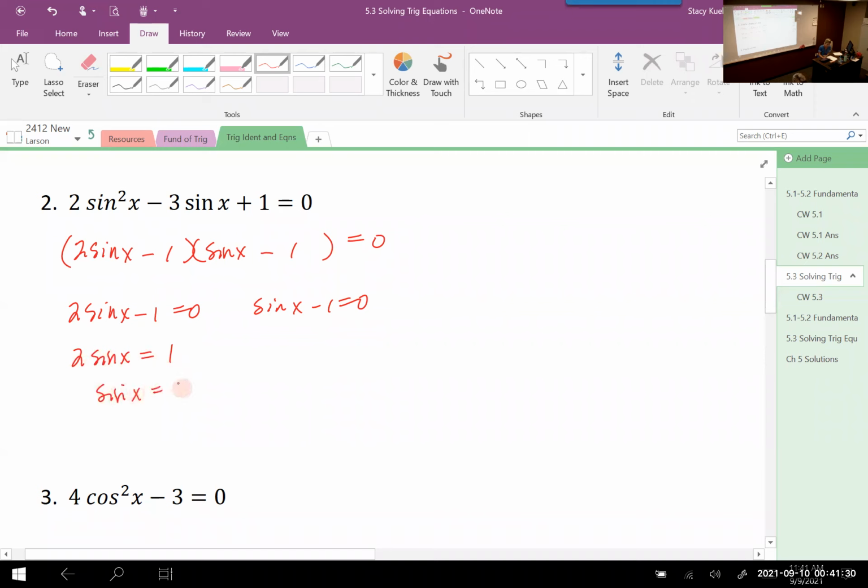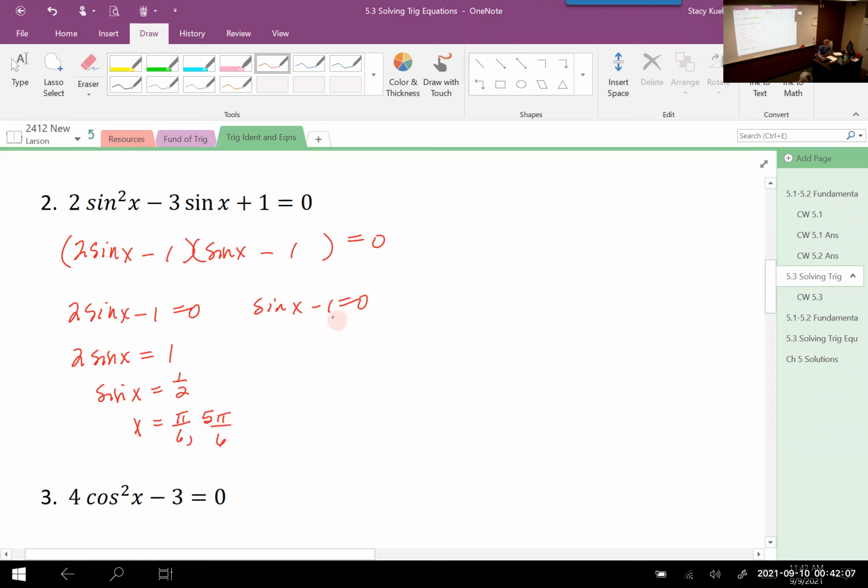Divide both sides by 2, and I get sine x is equal to 1/2. So some angle, when I take the sine of it, gives me a positive value. We said that that is occurring in quadrants 1 and 2 for sine. What angle, when I take the sine of it, do I get 1/2? I get pi over 6 for the first quadrant, and what? 5 pi over 6 for the second quadrant. So there's two of my solutions.